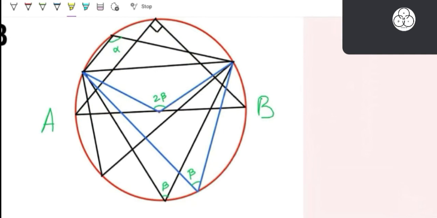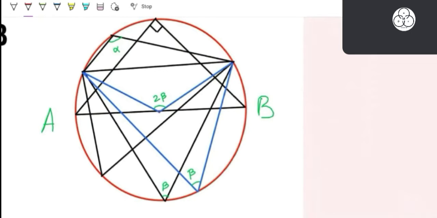These are related concepts that we should always keep in mind. Sometimes they will give you a right angle triangle and ask for the circumcenter of the circumcircle of the triangle. So what is the circumcenter? The midpoint of the hypotenuse of a right angle triangle is the circumcenter. And that's quite obvious from this diagram.